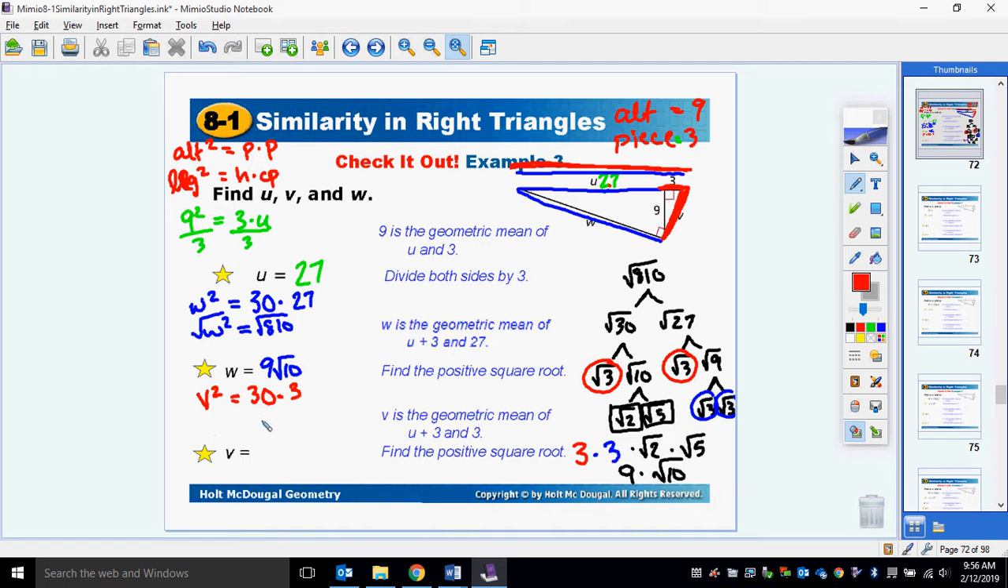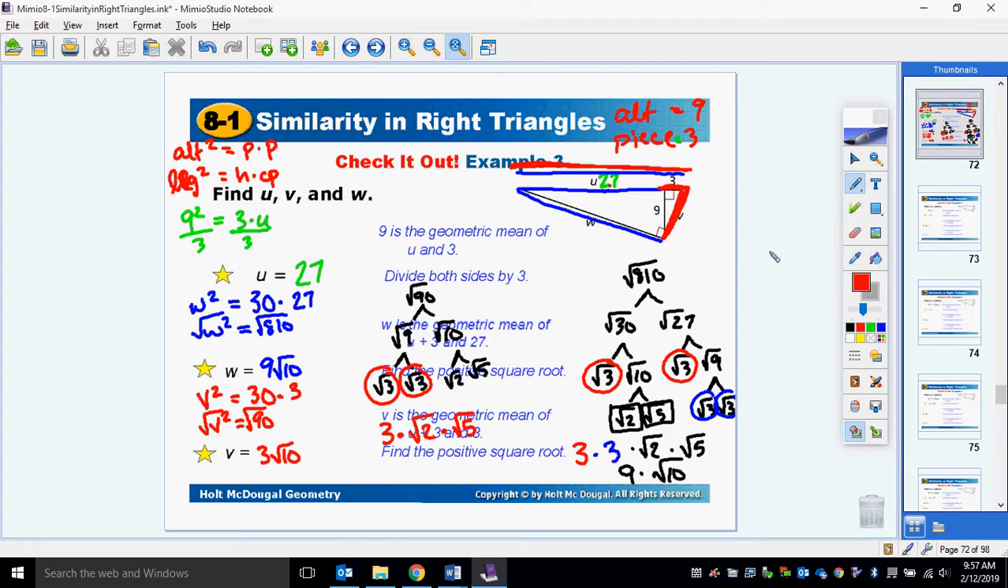So 30 times 3 is 90. And I need to square root both sides. And the square root of 90, if you break it down, you can break it into 9 times 10, or you could have done 3 times 30. But either way you do it, when you get to the bottom of your branches, you should have 2 square roots of 3s, and then you should have a square root of 2 and a square root of 5. So final answer there would be 3 square roots of 10, because you can multiply the houses.